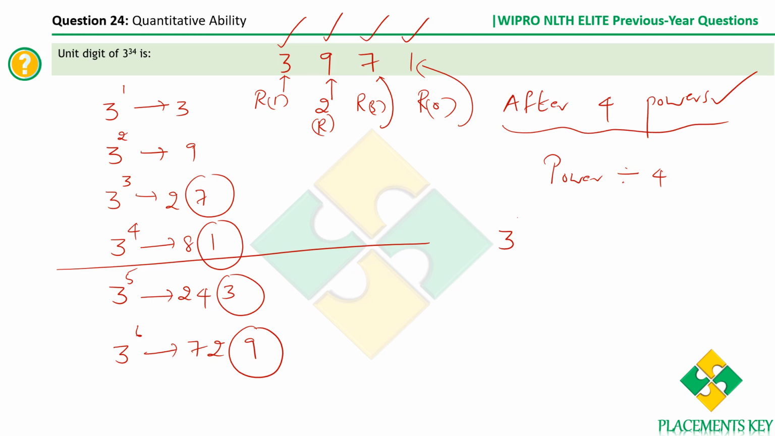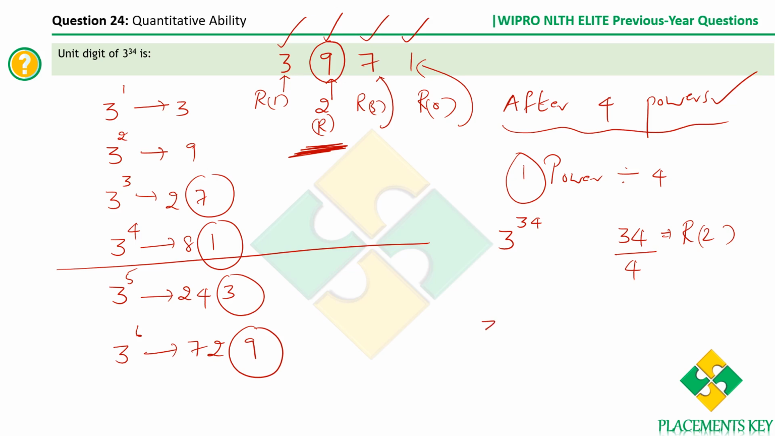We are expected to find the unit digit of 3 power 34, right? What is the first step? The first step is to divide the power by 4. So let's divide 34 by 4. So we get 4 8s 32. We get the remainder as what? 2. As told, whenever we get remainder as 2, the unit digit has to be 9.